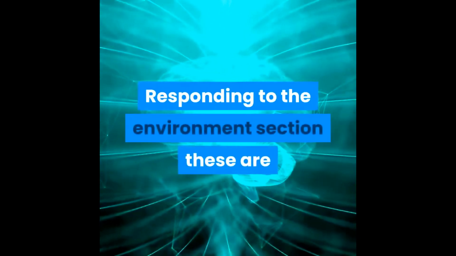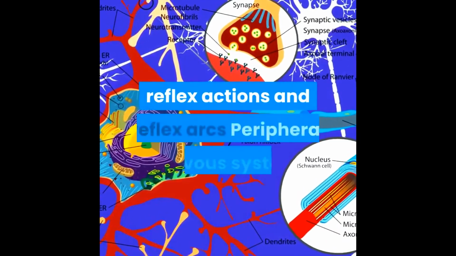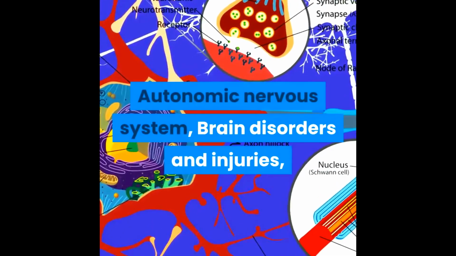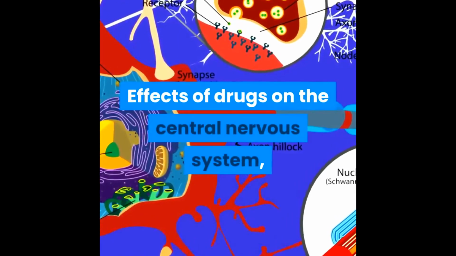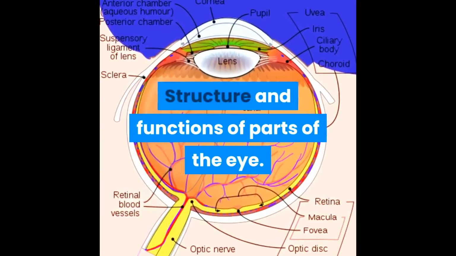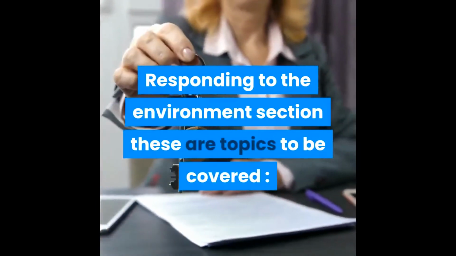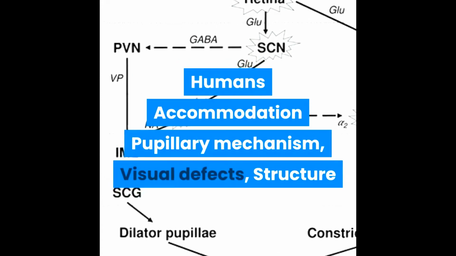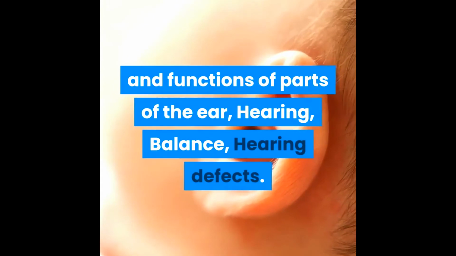Responding to the environment section, these are topics to be covered: humans, the brain, neurons, reflex actions and reflex arcs, peripheral nervous system, autonomic nervous system, brain disorders and injuries, effects of drugs on the central nervous system, structure and functions of parts of the eye. Responding to the environment section, these are topics to be covered: humans, accommodation, pupillary mechanism, visual defects, structure and functions of parts of the ear, hearing, balance, hearing defects.